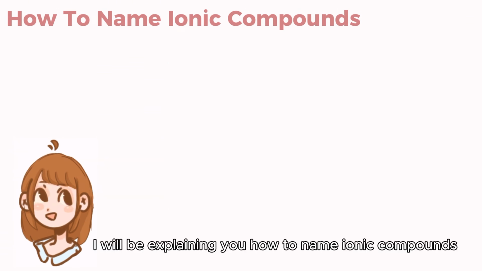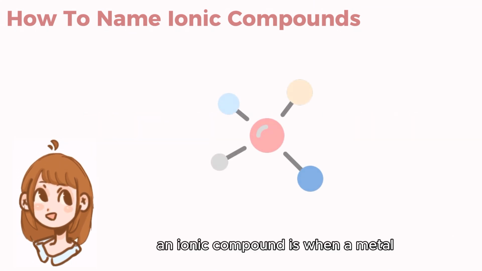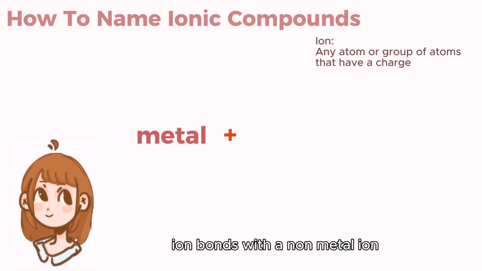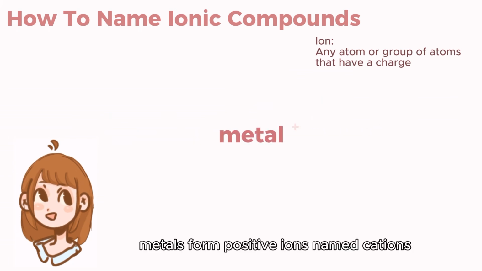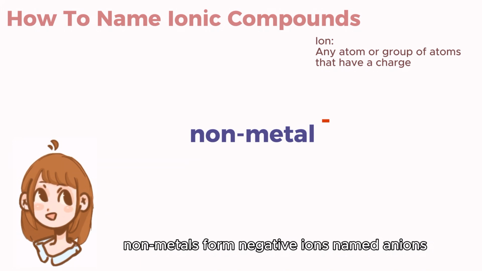Today, I will be explaining how to name ionic compounds. First up, what is an ionic compound? An ionic compound is when a metal ion bonds with a non-metal ion. Metals form positive ions named cations, and non-metals form negative ions named anions.